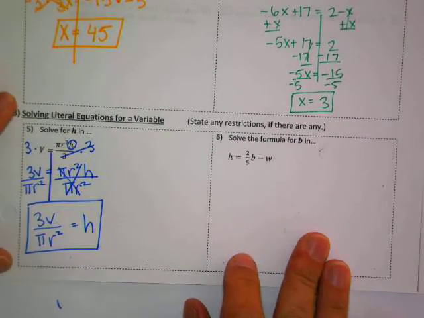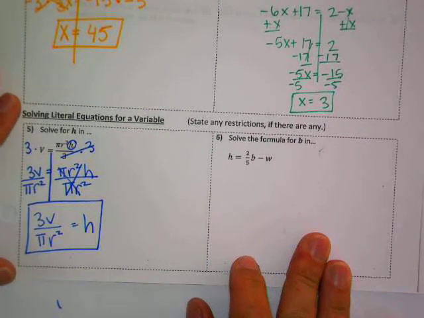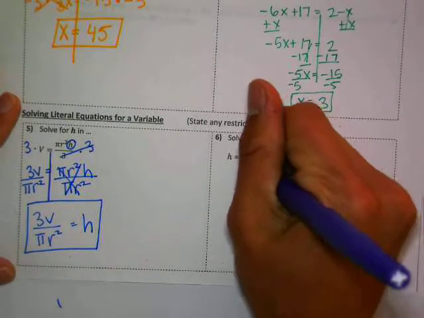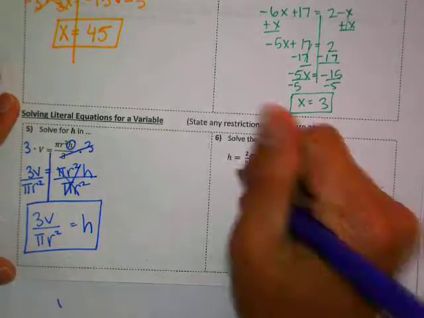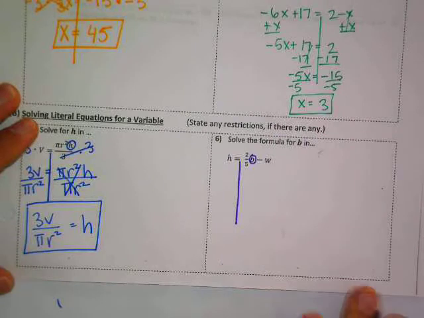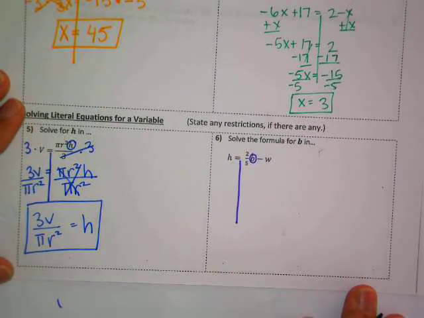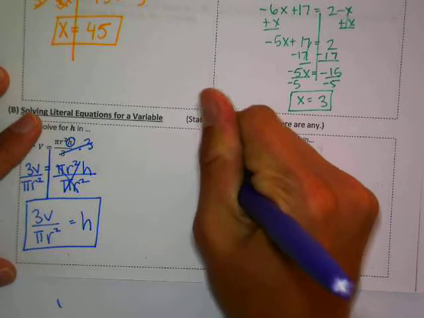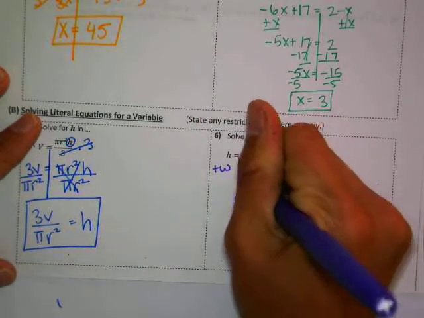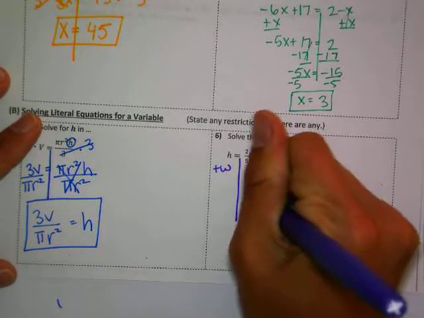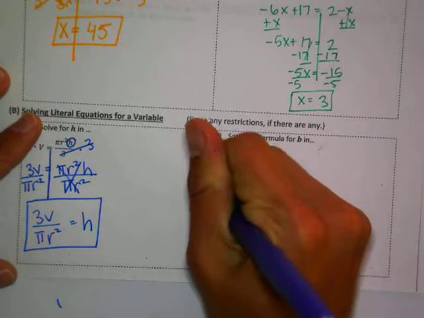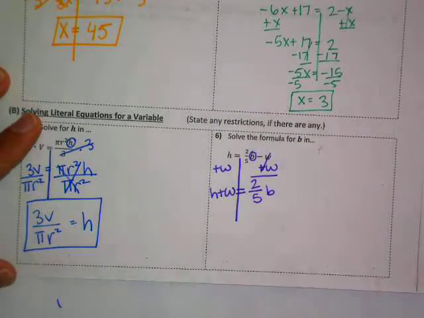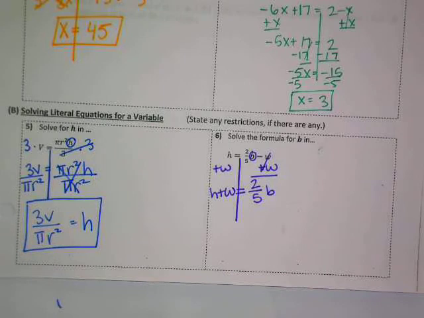All right, let's try number 6. Solve for b. All right, so I'm trying to get b by itself. Is anything being added or subtracted? Yeah, the w. So that's what you're going to move first. So plus w. All right, so on the left side, I just have h plus w. There's a plus sign in between them because you're adding them.